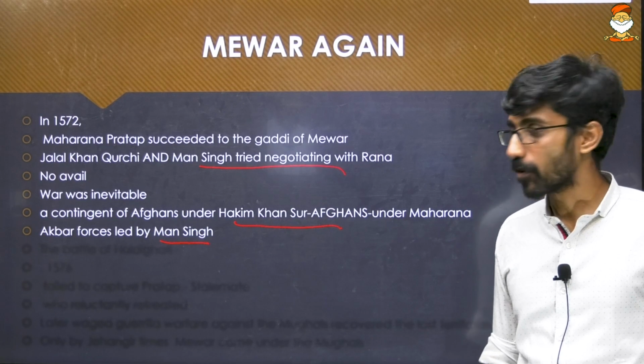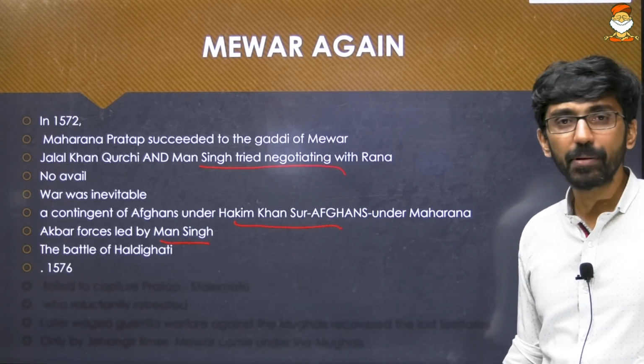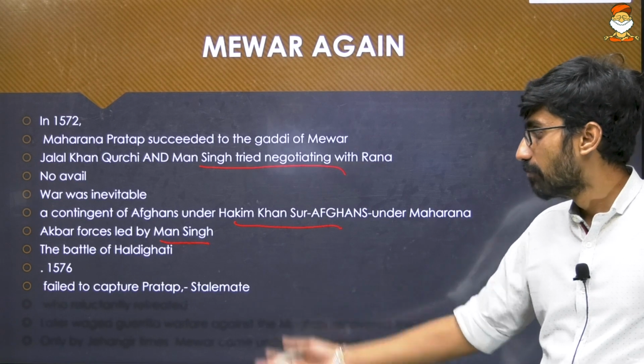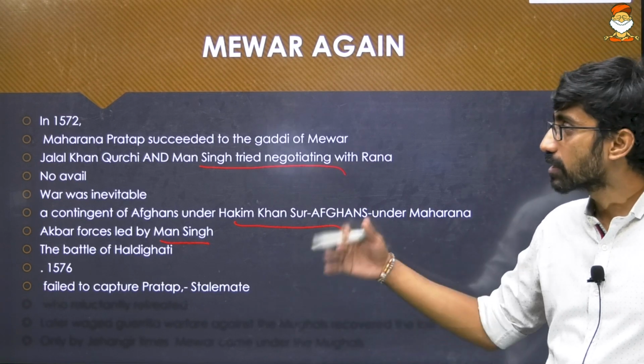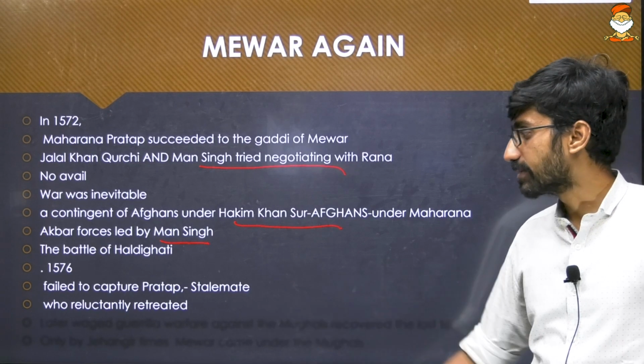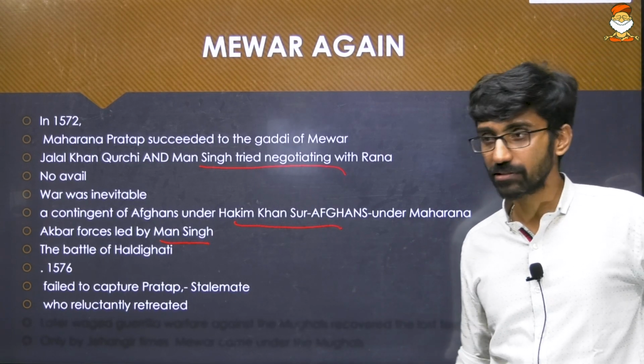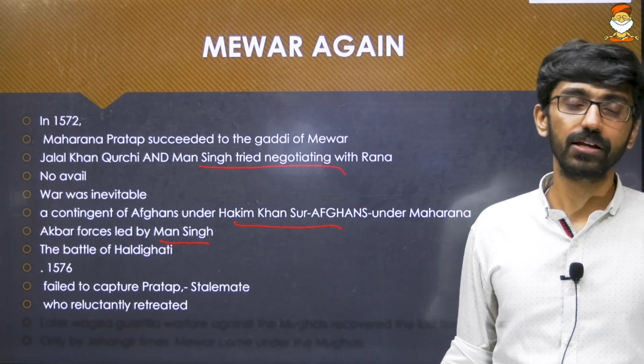And then at the same time, the Battle of Haldighati, a very famous battle, happened in 1576. Akbar's forces failed to capture Pratap. Maharana Pratap was not easy to defeat. Again it was a stalemate kind of situation. Ultimately, they reluctantly retreated, because both sides were equally powerful.